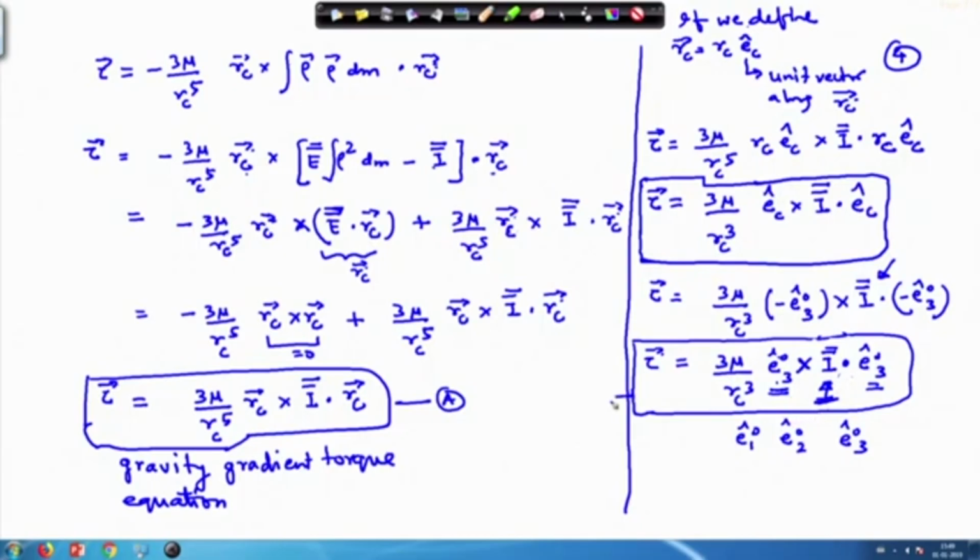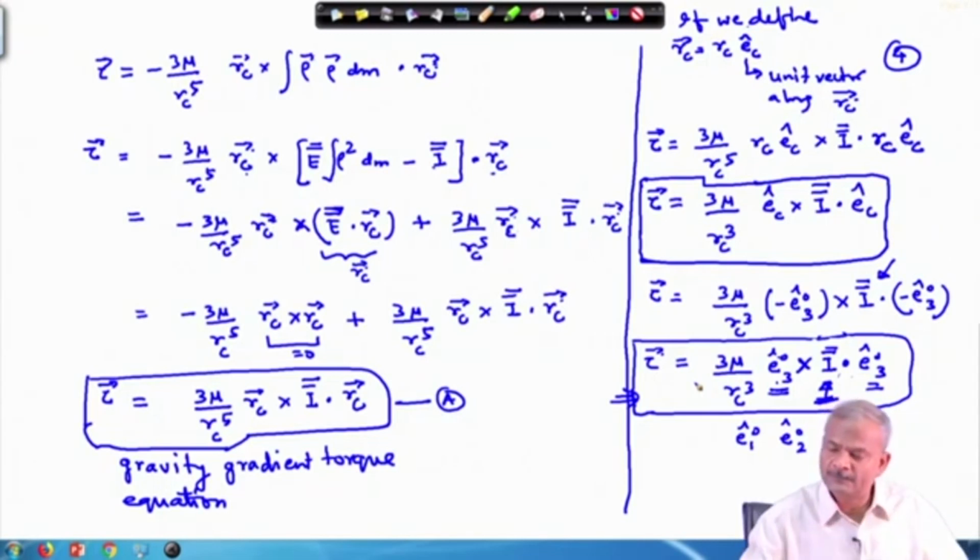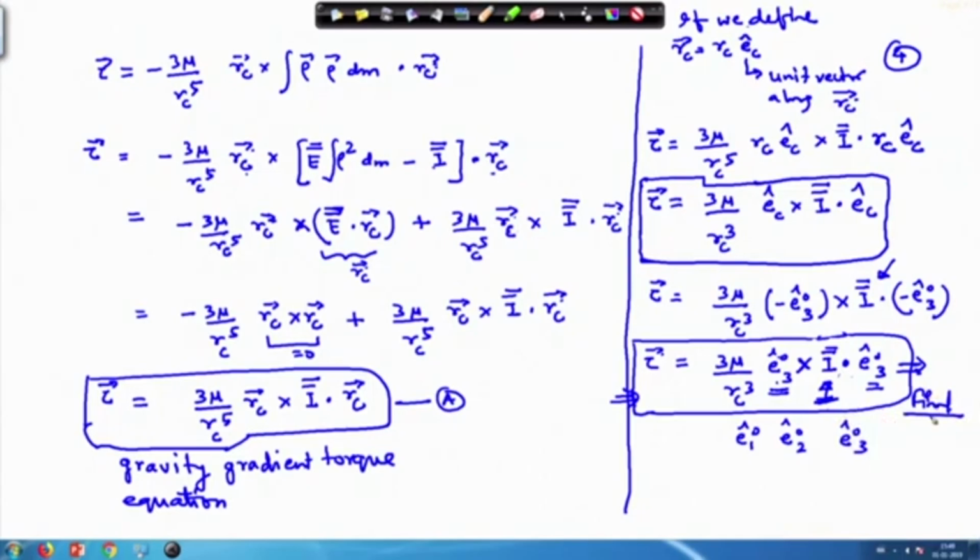So, I will keep this equation for the time being here, and I have something more to tell you. I feel that time is over for this lecture. So, we will continue here. What we have concluded today is that this is my final equation, but still not in the format we want.